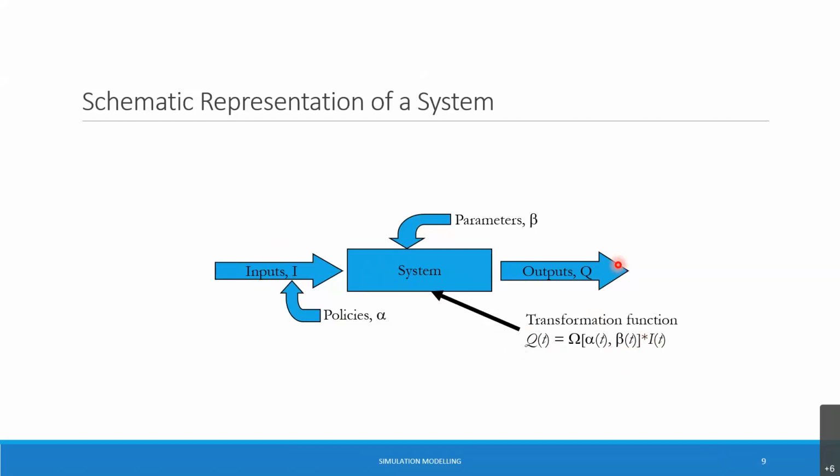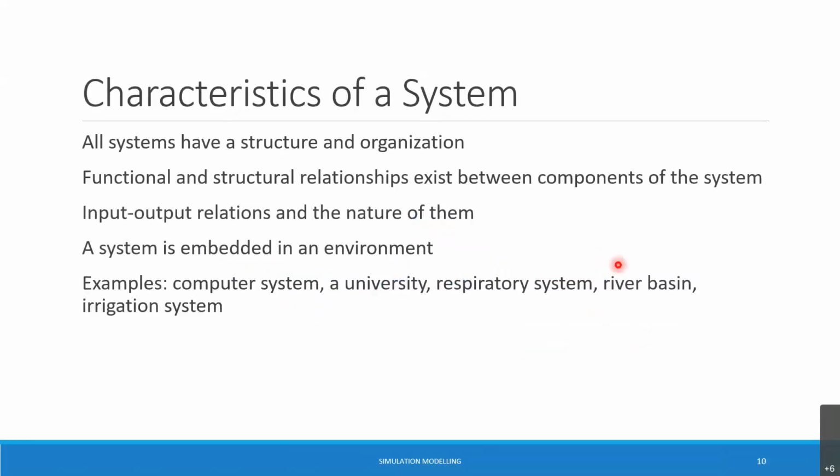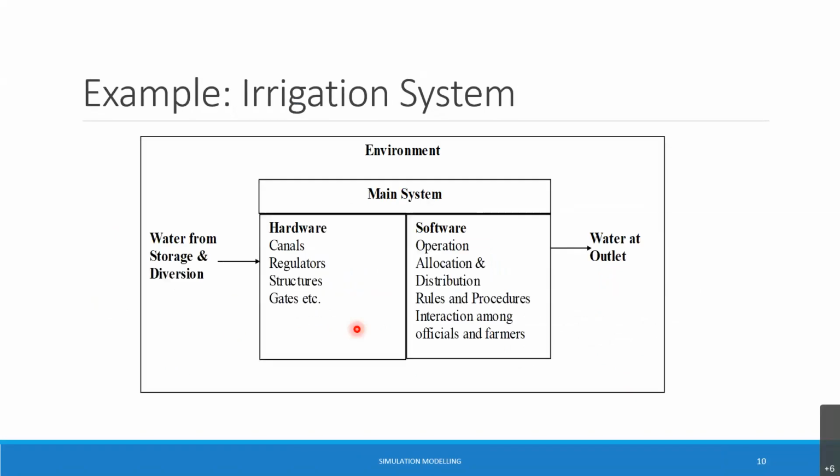And with reference to this representation, maybe we can talk about the characteristics. They have a structure and organization, and then there exists some functional relation between the different components, to understand what the functional relation is and what is the relation between the input and output. And obviously, a system is not isolated; it's a part of a larger system, which is the environment. And I can give a number of examples for this.